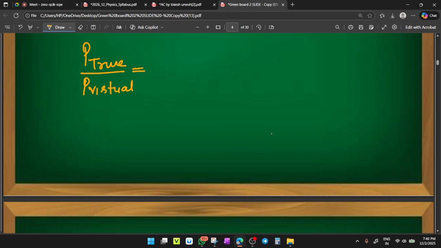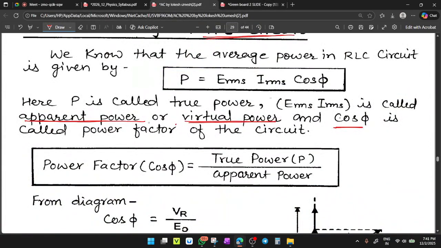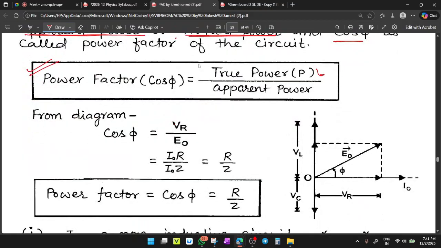So we have P true equals VRMS into IRMS multiplied by cos phi, right? And we have the virtual power as VRMS into IRMS. Now VRMS cancels, IRMS cancels. So here it is equal to cos phi. So what is cos phi? This is called power factor. So power factor is the ratio of the true power to the virtual power, or apparent power.